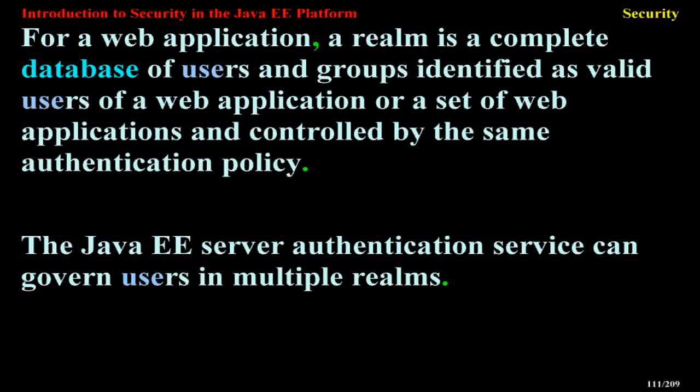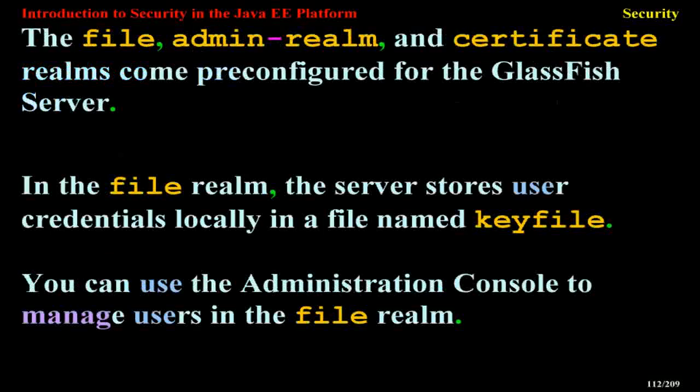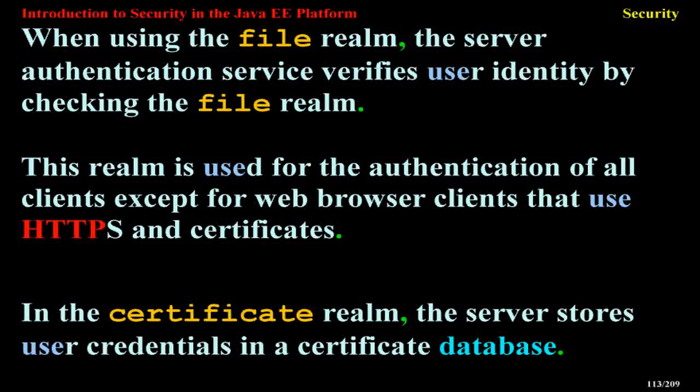The Java EE Server Authentication Service can govern users in multiple realms. The file, admin, and certificate realms come pre-configured for the GlassFish server. In the file realm, the server stores user credentials locally in a file named keyfile. You can use the administration console to manage users in the file realm. When using the file realm, the server authentication service verifies user identity by checking the file realm. This realm is used for the authentication of all clients except for web browser clients that use HTTPS and certificates.